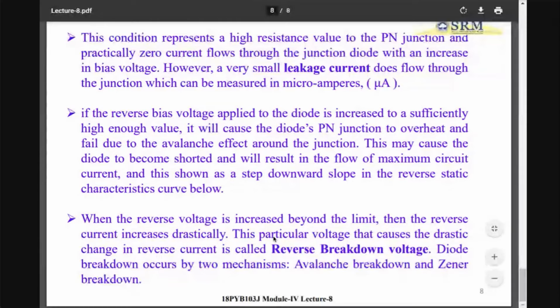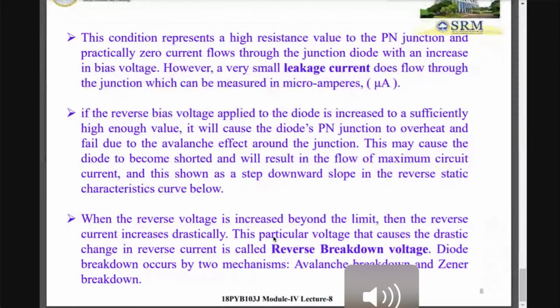So diode breakdown occurs by two mechanisms. One is avalanche, the other one is Zener breakdown. The Zener diode is a specially made diode, so it will conduct in both forward as well as reverse bias. That is the reason the Zener diode acts as a voltage regulator. I think you studied this in the lower classes. So why is the Zener diode acting as a voltage regulator? Do you remember? Yes, sir. So this happens, forward and reverse bias.